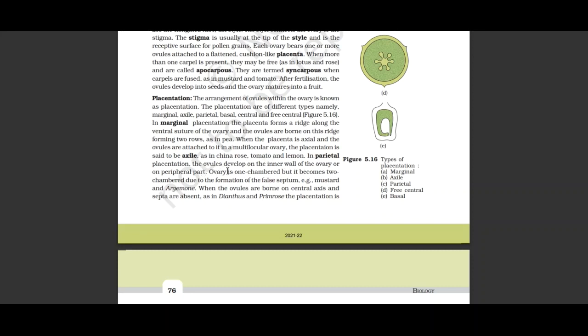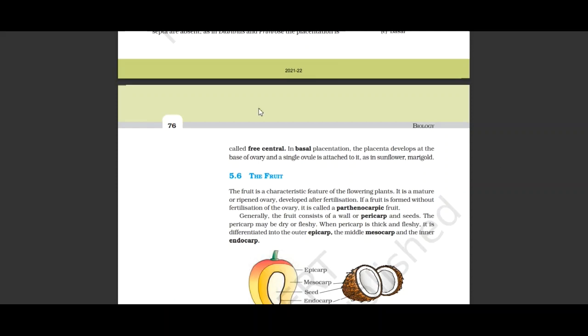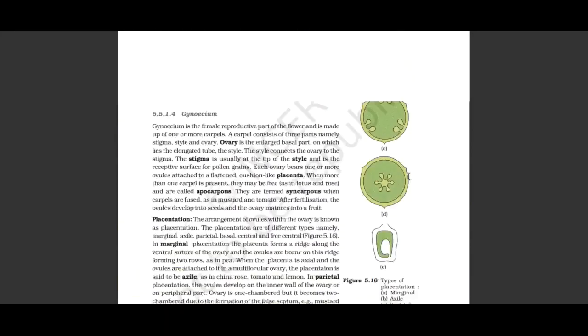In parietal placentation, the ovules develop on the inner wall of the ovary or on the peripheral part. Ovary is one-chambered, but it becomes two-chambered due to the formation of a false septum. Example: mustard and argemone. When the ovules are borne on a central axis and septa are absent, as in dianthus and primrose, the placentation is called free central. In basal placentation, the placenta develops at the base of the ovary, and a single ovule is attached to it, as in sunflower and marigold.